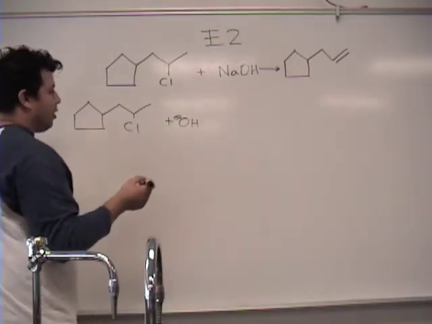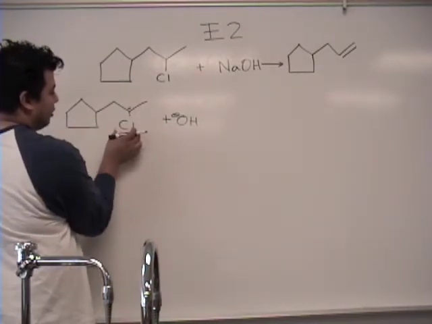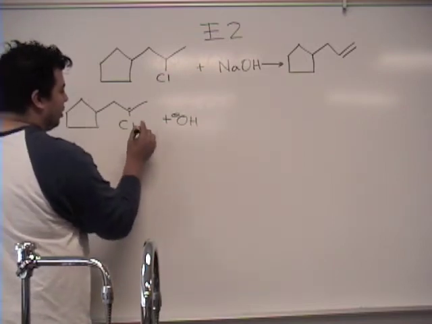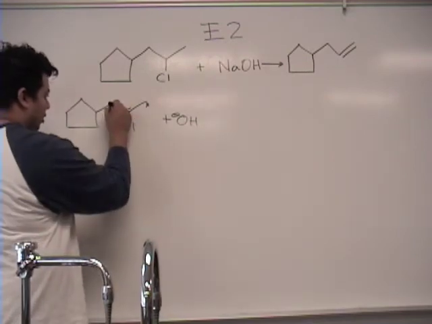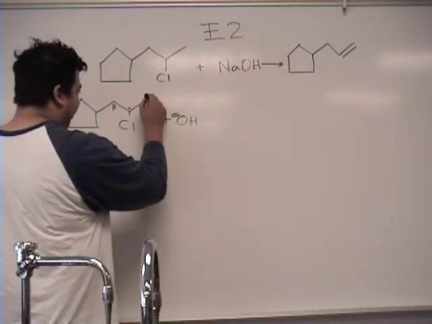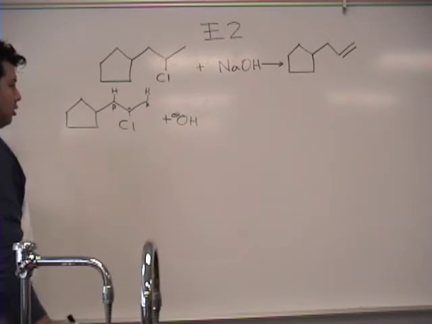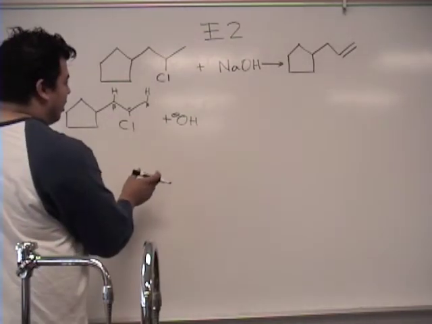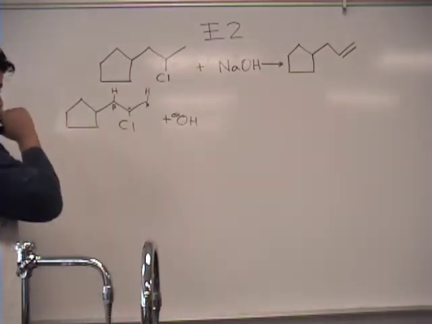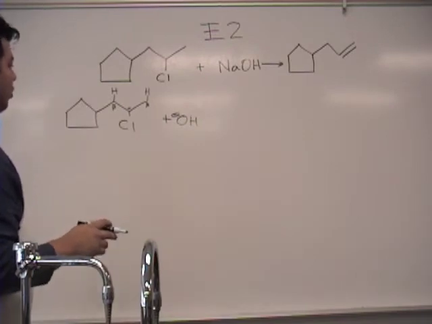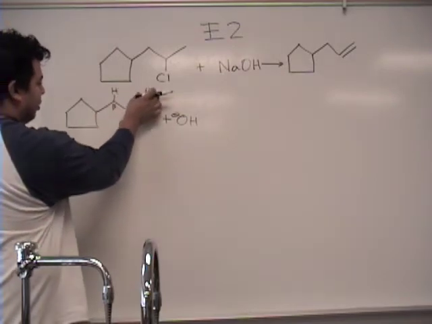So the problem I'm running into here is that since this is the alpha carbon, the one attached directly to the leaving group, we have 2 beta carbons, one here and one here. So we have a hydrogen on this one and a hydrogen on this one. So now we have to figure out which one of the 2 is my OH going to pick up. So the way we have to analyze this is which one will be more acidic, this one or this one.